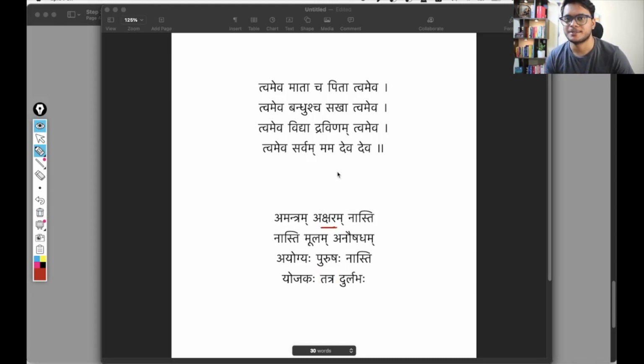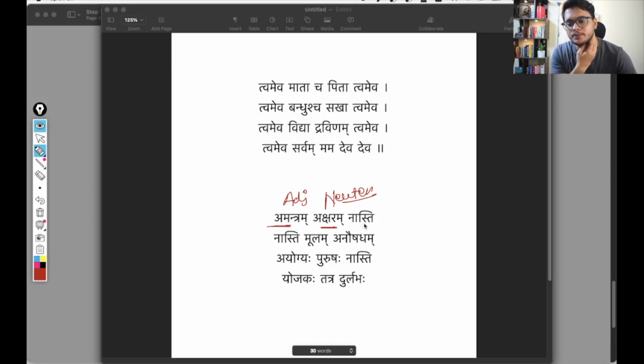This aksharam, we already know akshar. Akshar means letter, right? So aksharam is a noun, and this is a neuter gender noun. And this amantram is an adjective to this aksharam. Mantra means the chanting we do. So that is mantra. And if I add a to it, it becomes amantra. And with these two words, amantram aksharam, nasti.